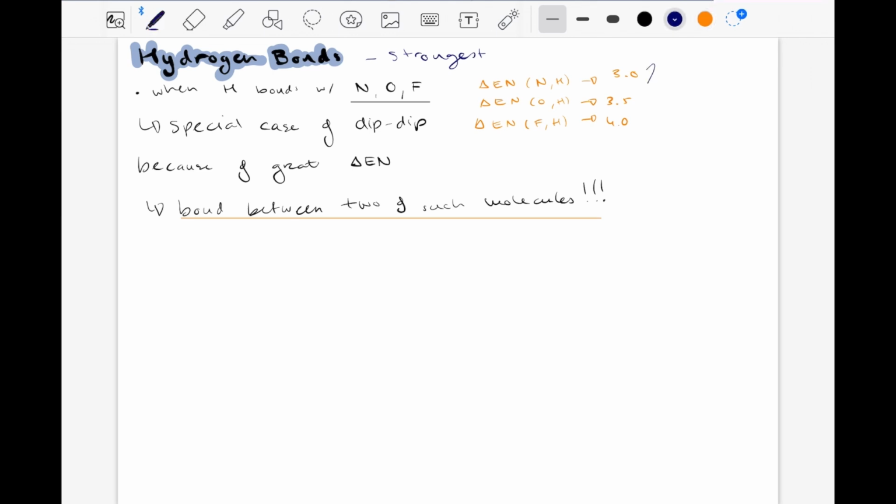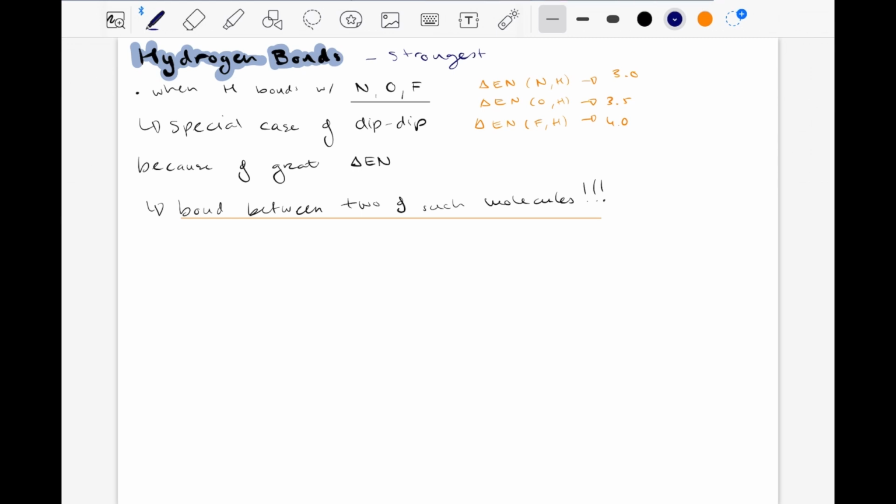So just for interest, we can see these are the electronegativity values. The electronegativity difference between nitrogen and hydrogen is 3, between oxygen and hydrogen is 3.5, and between fluorine and hydrogen is 4. So there's this very stark difference in electronegativities between hydrogen and these elements.